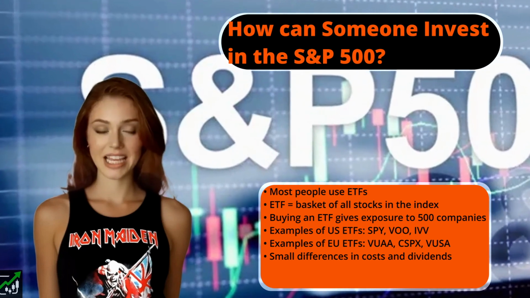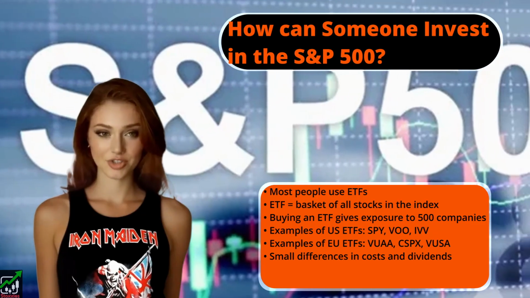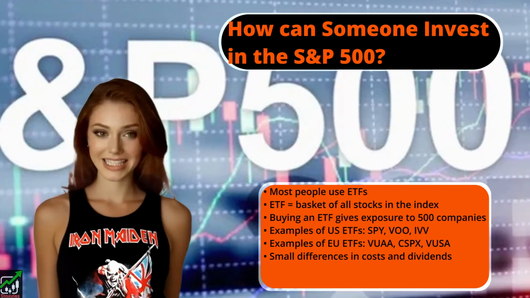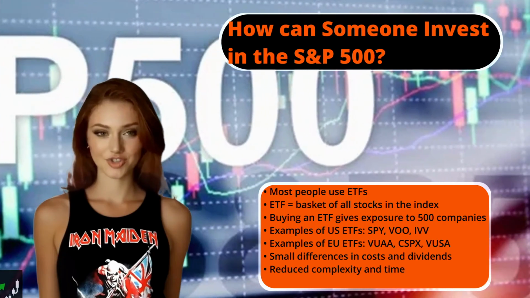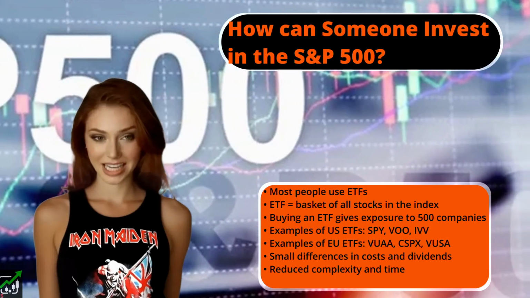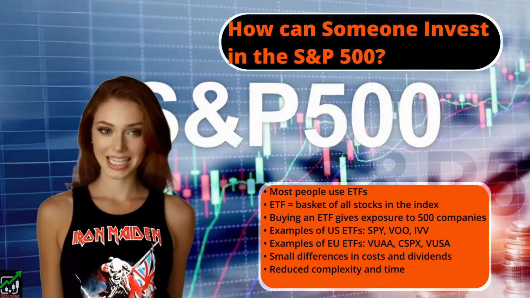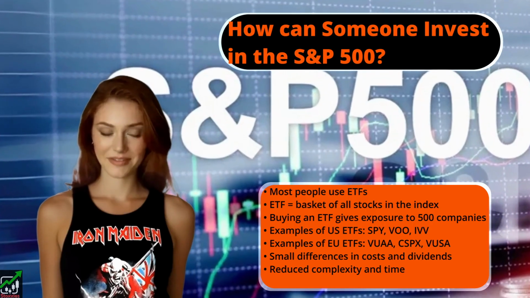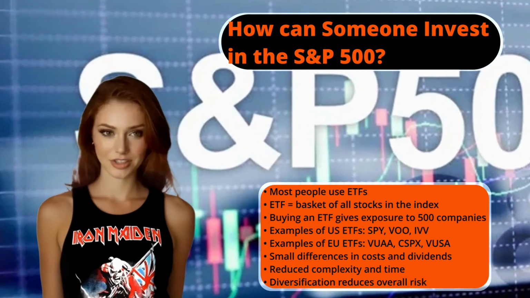Put simply, investing in an index like the S&P 500 through an ETF means you don't have to choose which companies to buy or when to sell them. The ETF does it for you, reducing the time, complexity, and risk of trying to build a similar portfolio yourself. Additionally, investing in ETFs allows you to benefit from the index's dispersion. Even if one company within the S&P 500 has problems and its price drops, the other companies can balance the loss, reducing the overall risk.